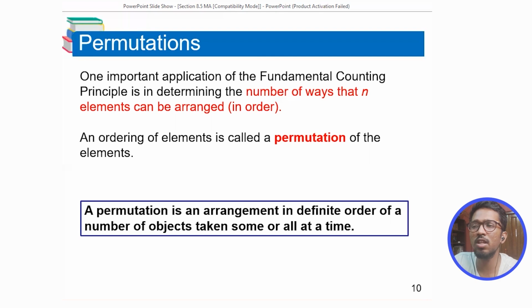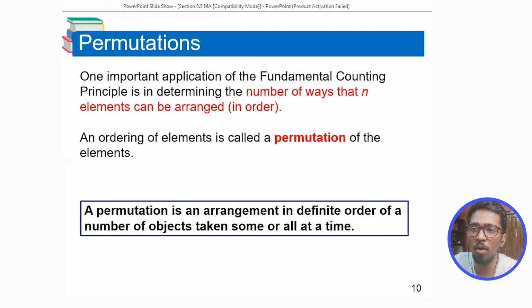So what is the definition of permutation? As you can see, a permutation is an arrangement of definite order. There will be a specific order. Permutation is an arrangement in definite order of a number of objects taken some or all at a time. You can take a few objects or you can take all of them, and you can count the arrangements.